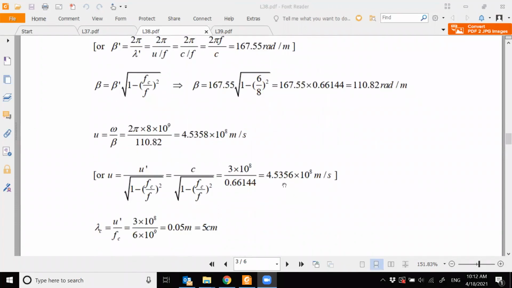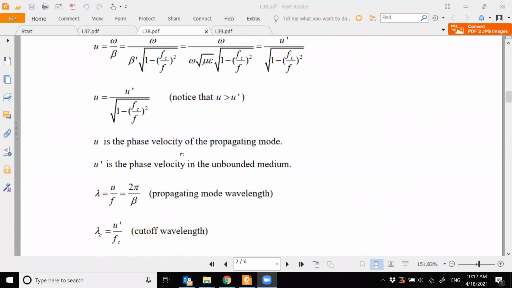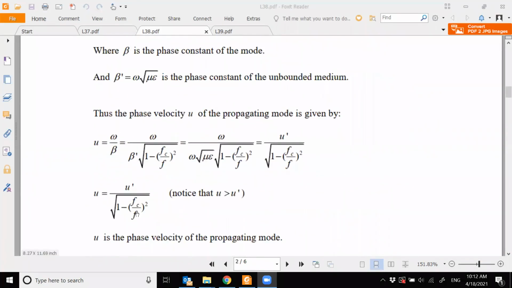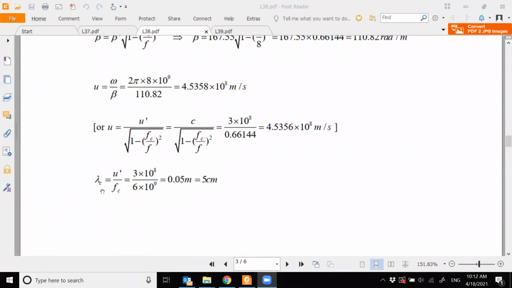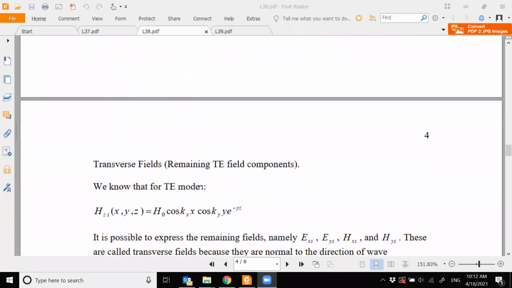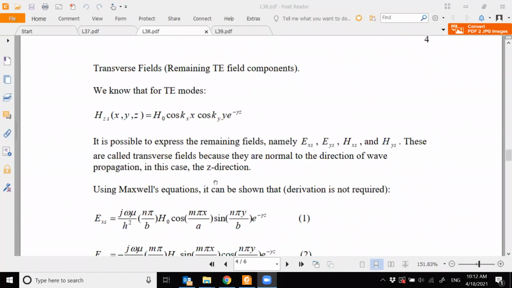And then similarly, I can find my phase velocity U, which is omega over beta. Either you can use this because beta you have already calculated, or you can use this expression also. It's the same. You will get the same answer. Then the cutoff wavelength, which is U dash over fc, and which is 5 centimeters. So this is where we stopped in the previous class. I gave some good introduction because there was a 2 days gap, so that everything can be brushed up.